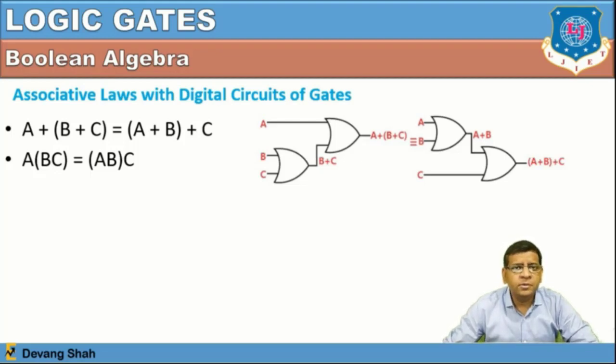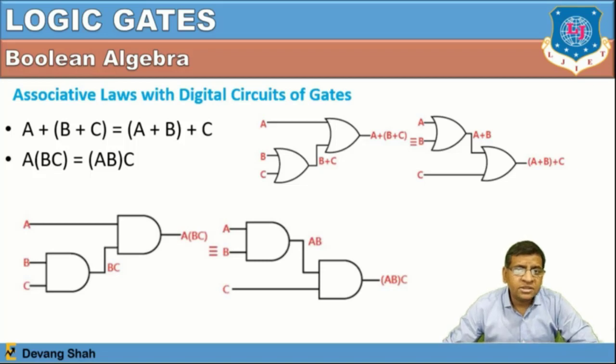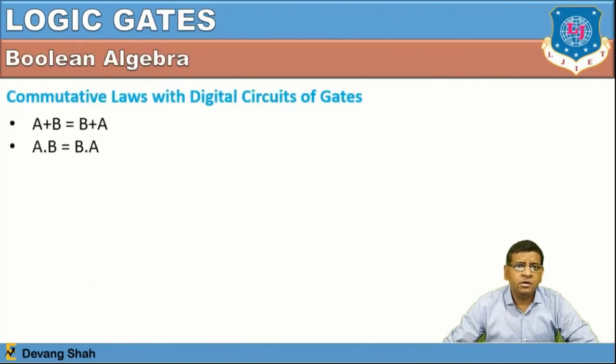Now why can you see this kind of digital circuit? Because once you go with the truth table, if you do A plus (B plus C), that is equal to (A plus B) plus C, the answer will be the same. Now the same logic you can also apply with the help of the AND gate, right? Another law is called the commutative law. We all know that A plus B is equal to B plus A in Boolean algebra, and in the same way A dot B is equal to B dot A, right?